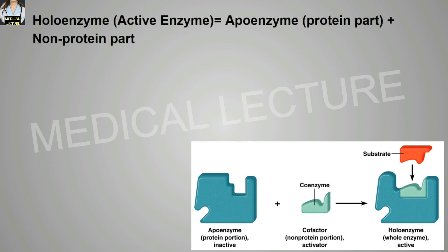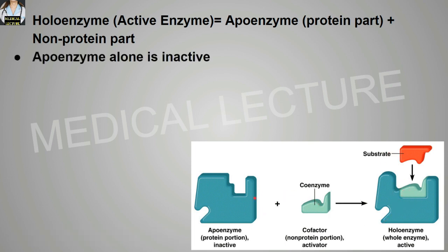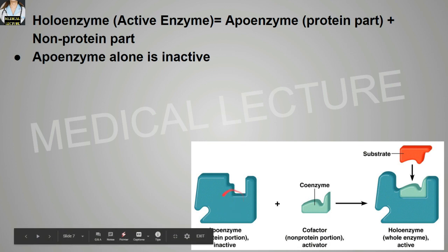Holoenzyme. Now what is the holoenzyme, or the active enzyme? The apoenzyme, the protein portion, plus the non-protein part, which we call cofactor, combine and form the holoenzyme. The apoenzyme alone is inactive, but when it combines with the non-protein portion, they form the active holoenzyme.